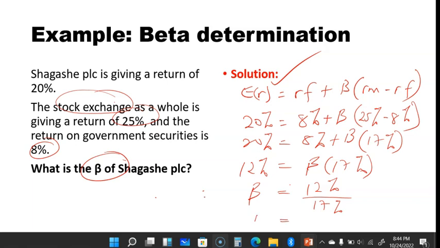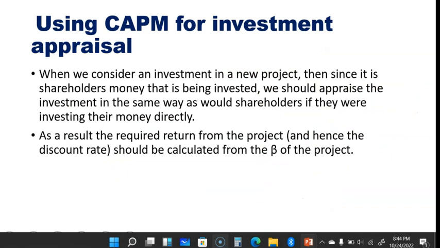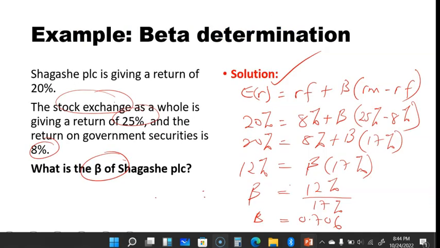This makes the beta equal to 0.706. That's the beta. All right. Now, is this particular beta risk or not risk? You might be asked such type of questions in the exam. One thing you need to know about these betas is that they are the measures of risk.